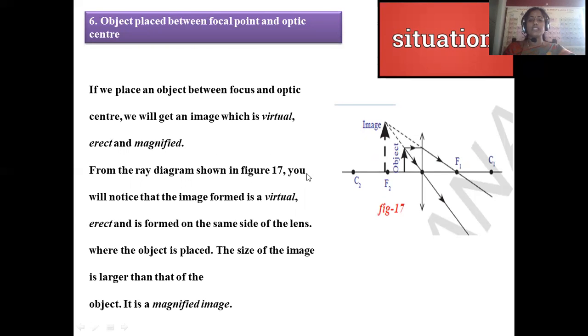This is very near to the optical center, so the image formed will be on the same side as the object, virtual, and magnified, an extremely large image, many folds increased in size, is formed in this condition. This can be employed. This is a real-time application in our life, that is the microscope.